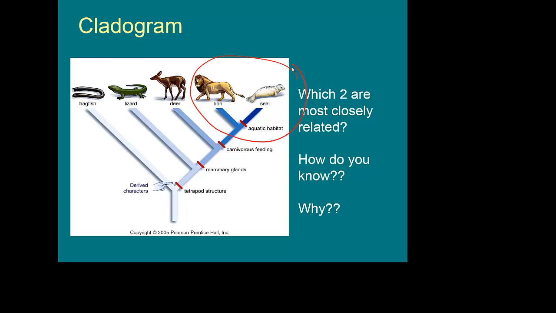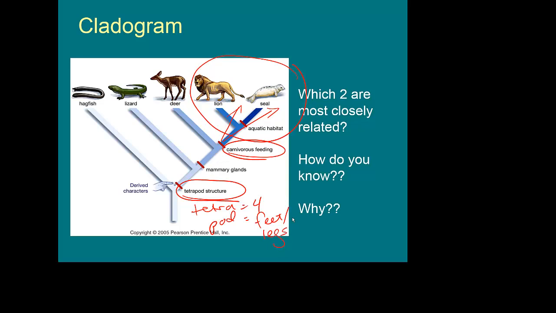When you talk about organisms being closely related on a cladogram or phylogeny, it is based solely on the information that you have. So if you only have 5 organisms, the idea that a lion and a seal, which are both carnivores, we see here, carnivorous feeding, that means everything after that is a carnivore. So both our lion and our seal. Other ideas on here, this tetrapod structure. So that's suggesting that the hagfish does not have a tetrapod structure. What does tetrapod mean? Tetra is 4. Pod is what? We've seen it before. Feet or legs or limbs.